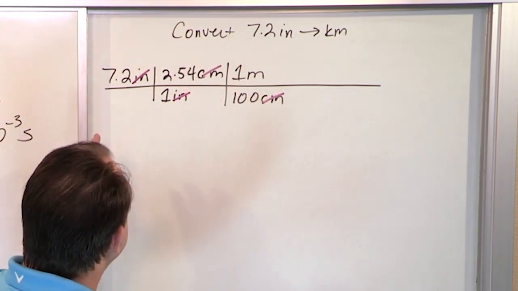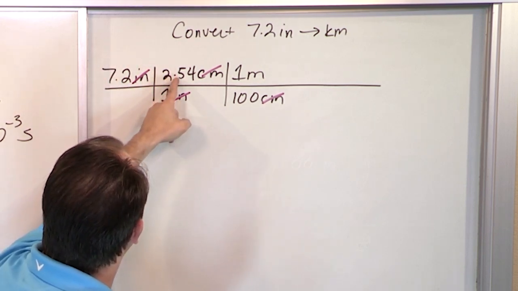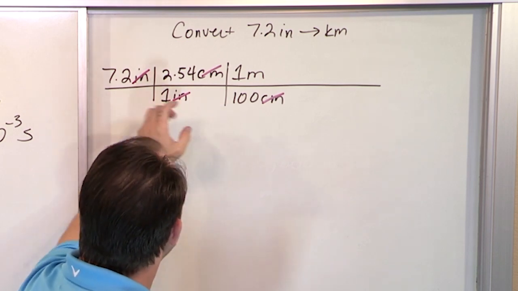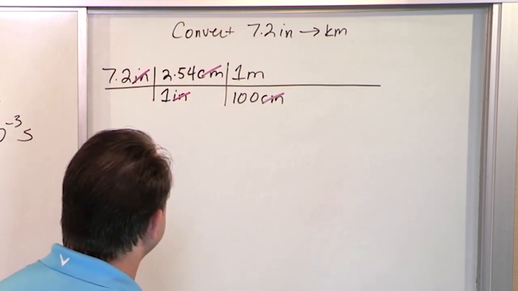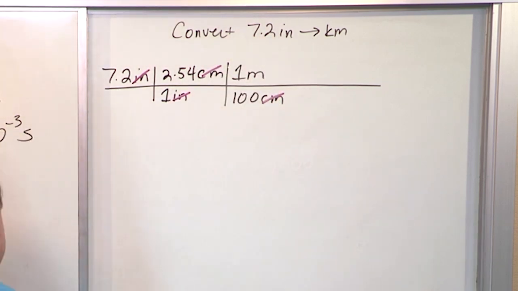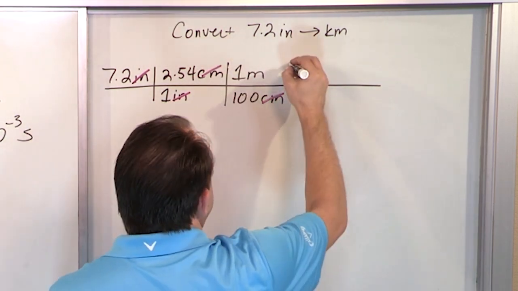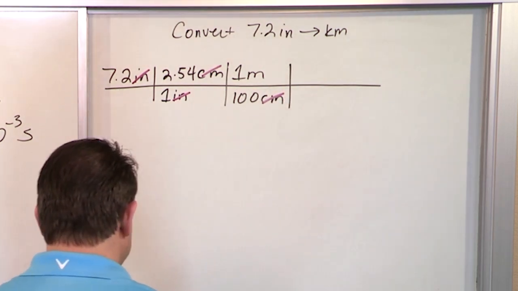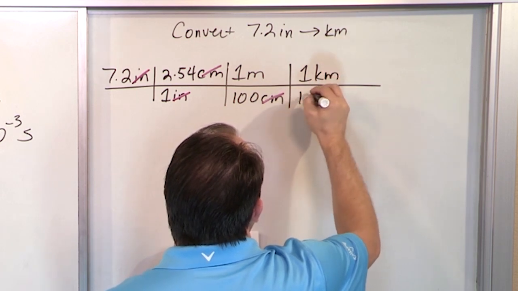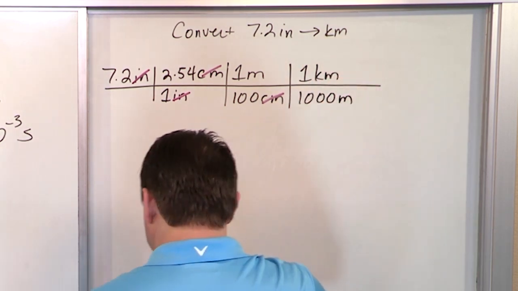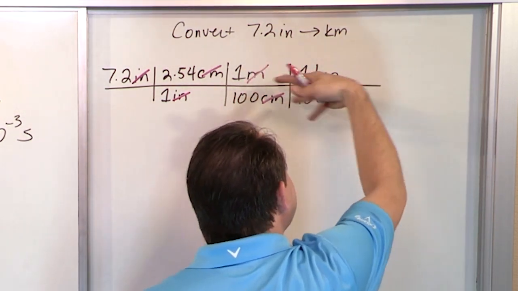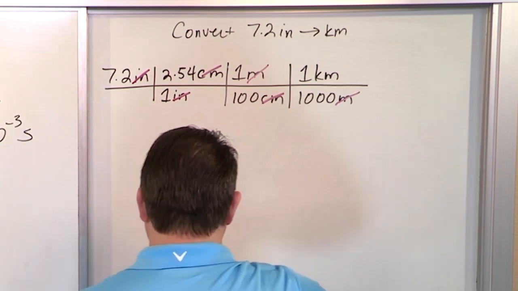So if I stop the calculation now, 7.2 times 2.54 divided by 1 times 1 divided by 100, if I do that, then I'm going to get the answer in meters. That will be how many meters are 7.2 inches. Okay? But I don't want that. I want kilometers. So I got to go from meters to kilometers. And from the metric system, I know that 1 kilometer is 1,000 meters. And because of that, I cancel top and bottom. If I flip this over accidentally, I wouldn't cancel anything, so it wouldn't do anything.